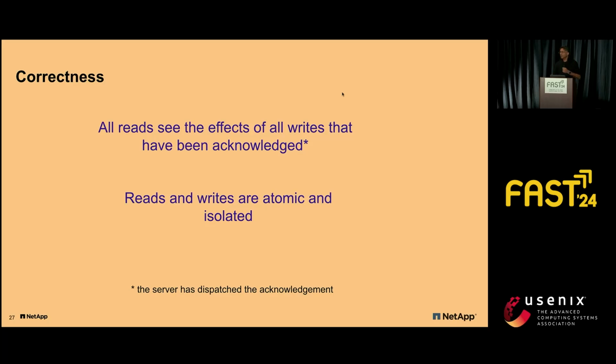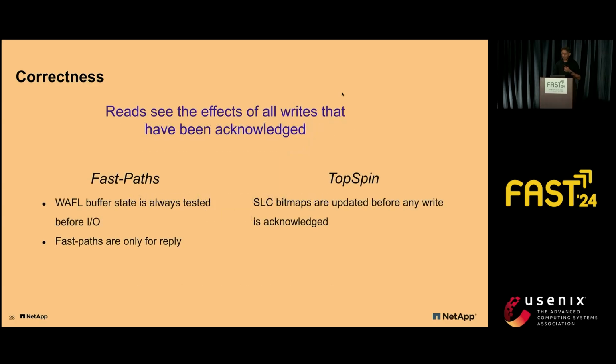These correctness guarantees are not violated by any of the fast paths that we invent. In the interest of time, I'll skip over these, but basically for both the RAID and WAFL fast paths that I described earlier and the topspin path that I described later, we make sure that these guarantees are always preserved.